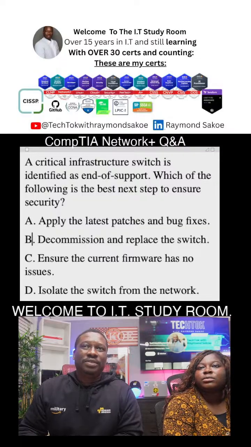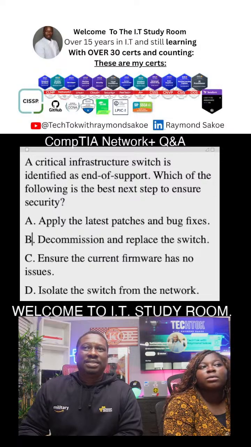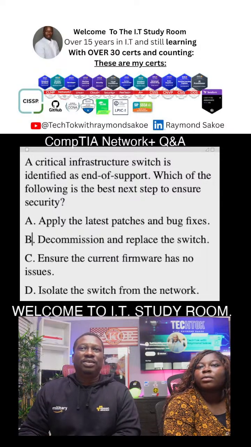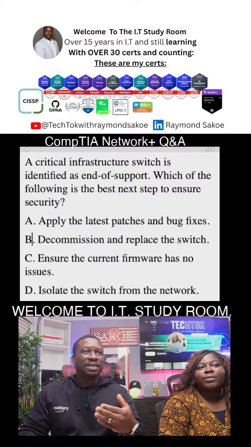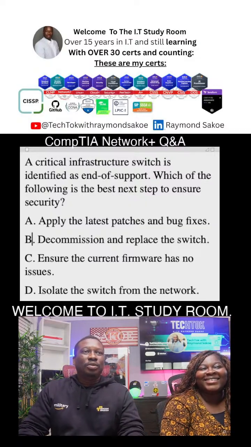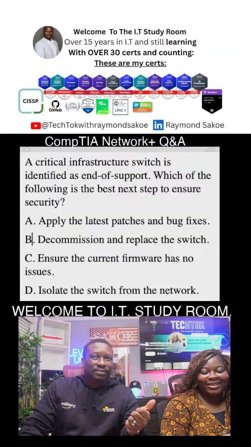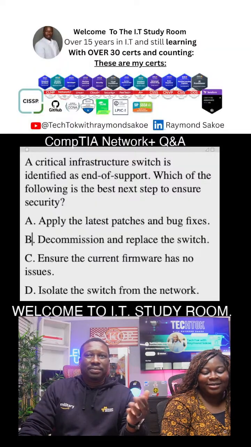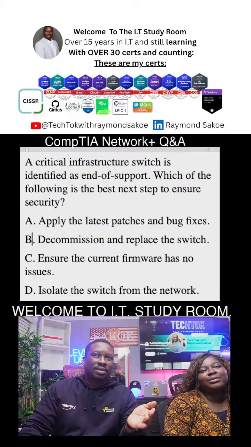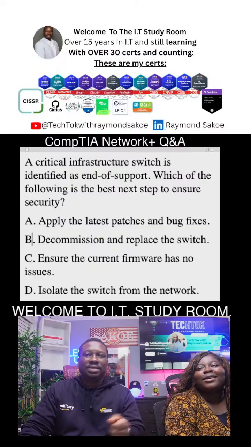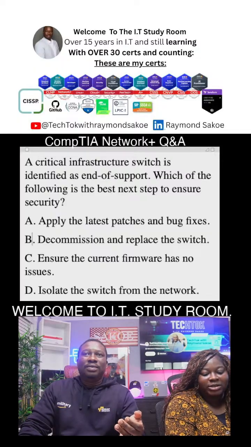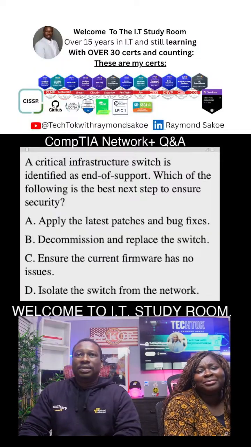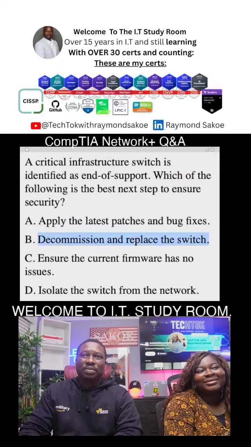There's a critical infrastructure switch that is identified as end of support. So basically the vendor wouldn't support that specific device anymore, right? So meaning there wouldn't be any update, right? That is the biggest thing, right? If there's a vulnerability, the company is not going to provide any updates, right? So your critical system would have no more patches, and would be vulnerable, right? So the best option is to decommission and replace the switch.